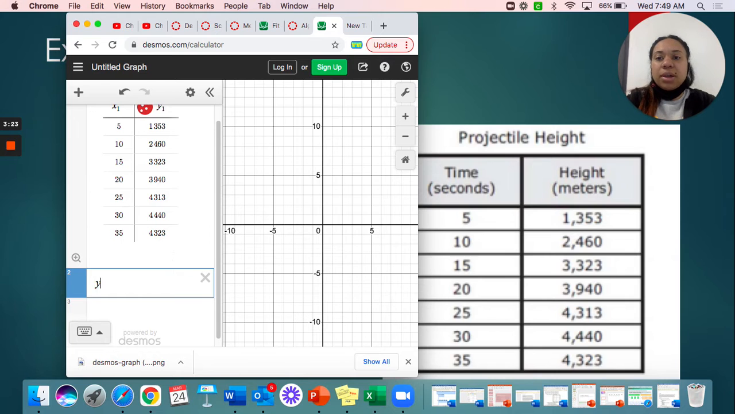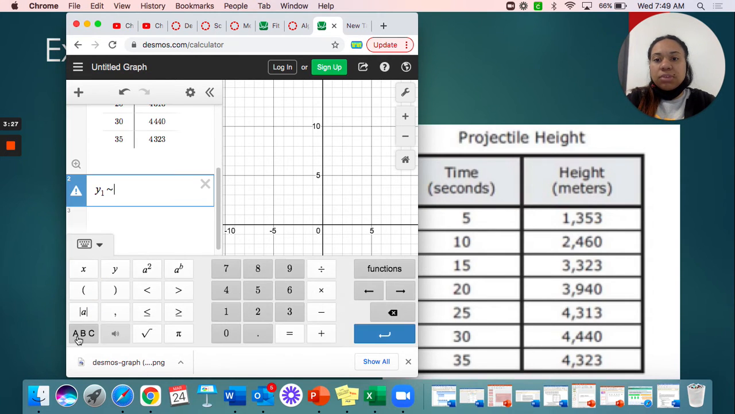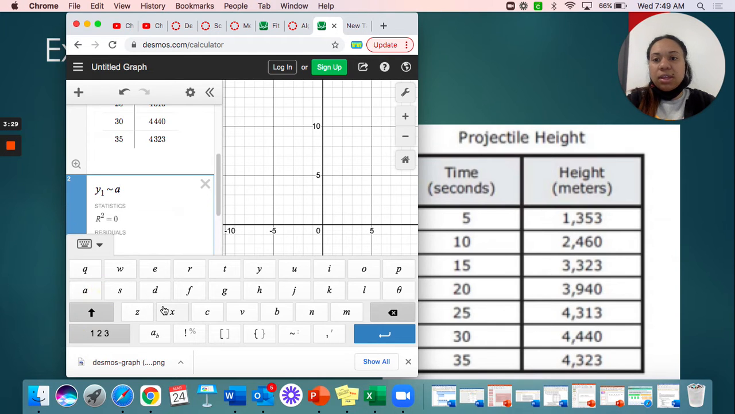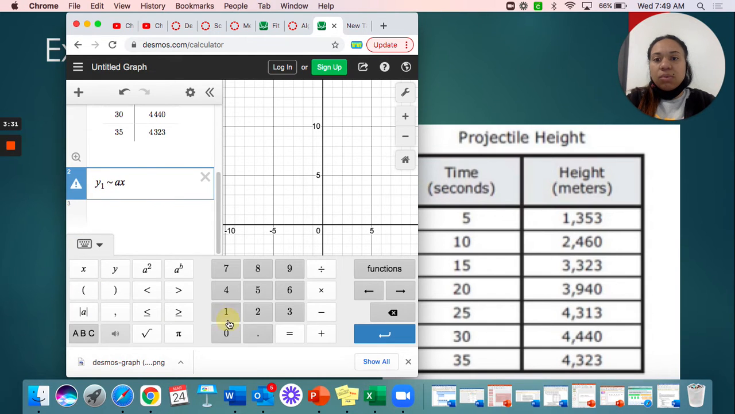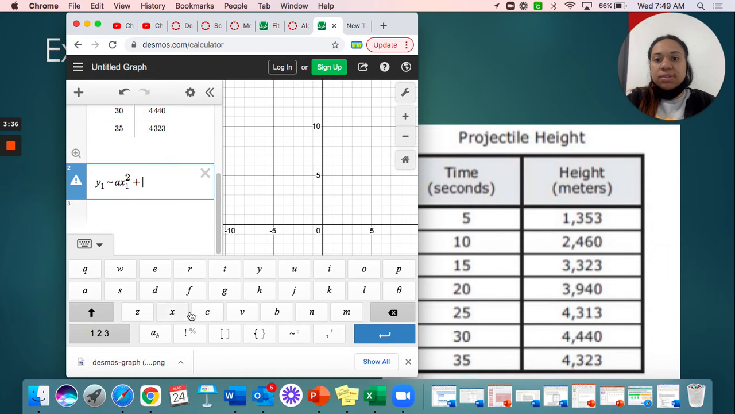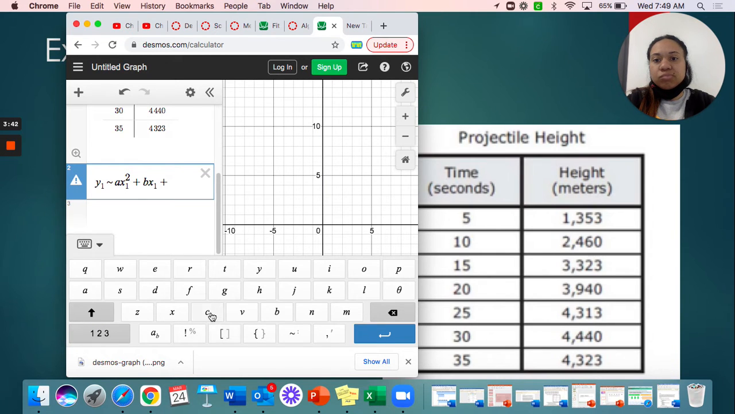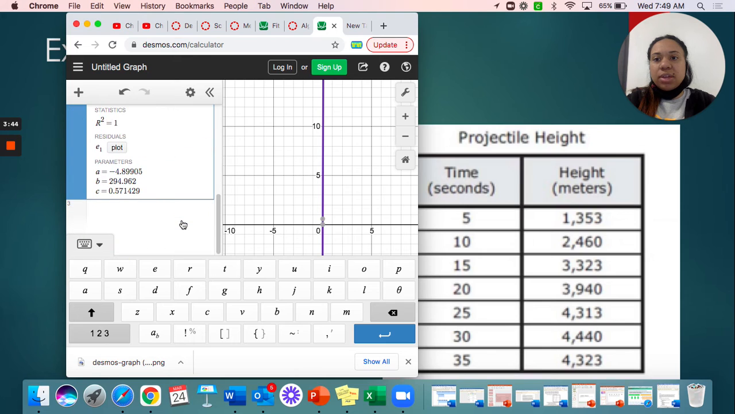All right, so y1 squiggle ax1 squared plus bx1 plus c. When I do that, it gives me an a value, a b value, and a c value. I'm not sure if it's going to let me write and do this at the same time.